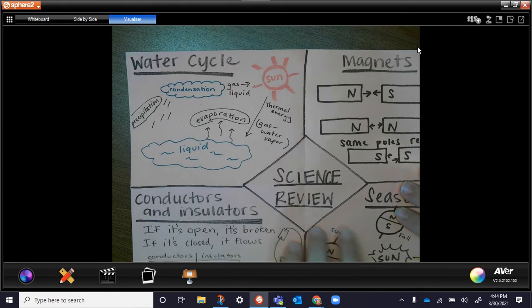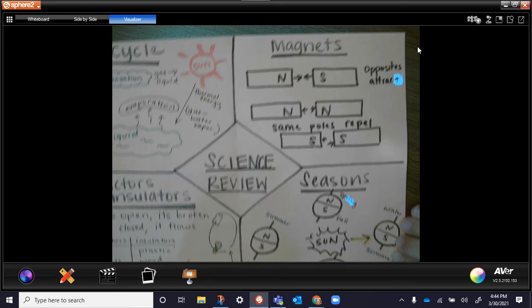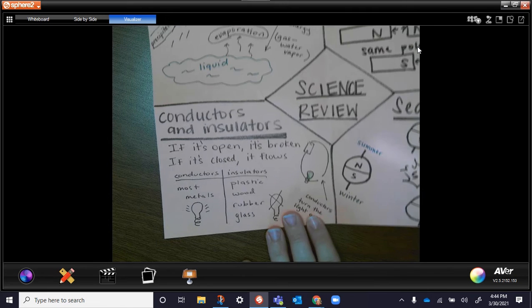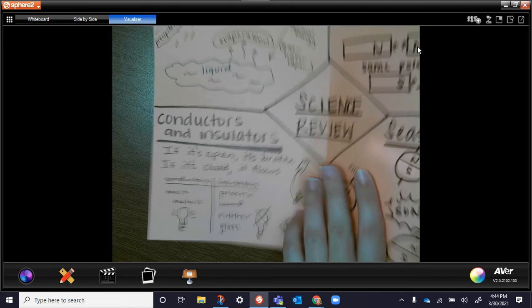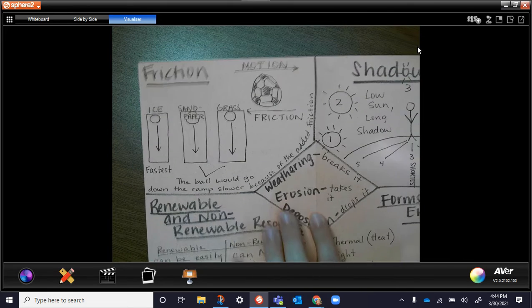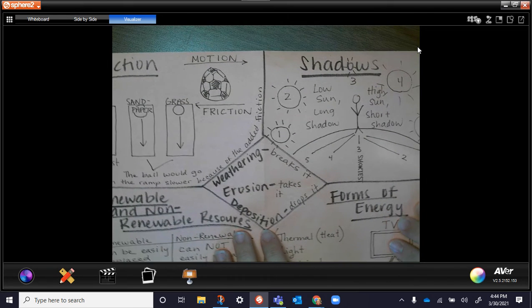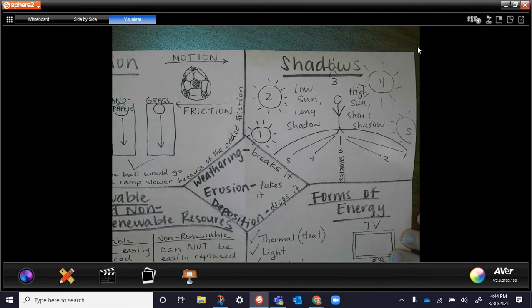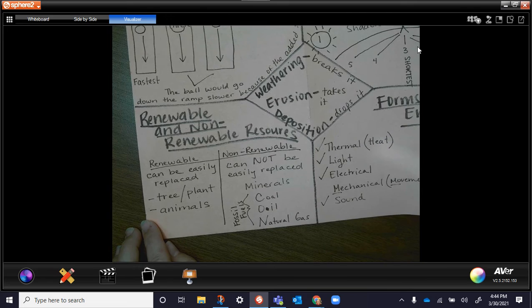So you've got water cycle, magnets, seasons, conductors, and insulators. Okay, so pause it after each one of those. Same thing on the back. We've got friction, shadows, weathering, erosion, and deposition, forms of energy, and renewable and non-renewable resources.